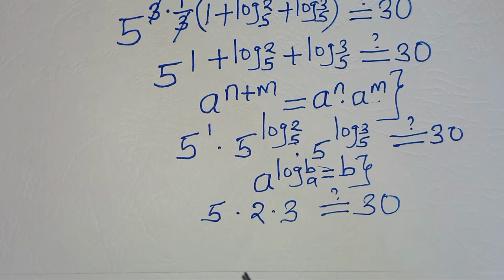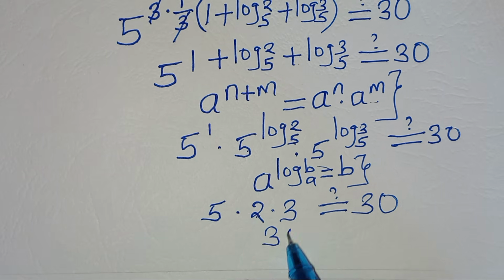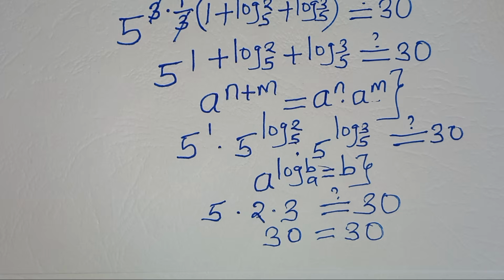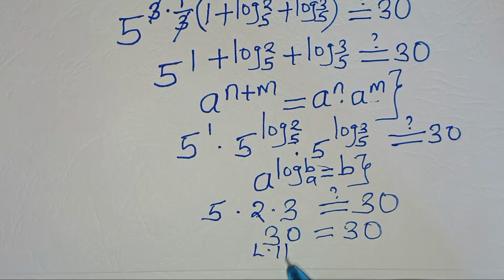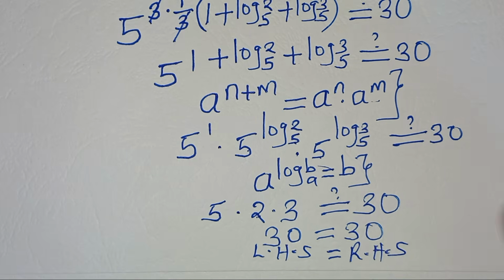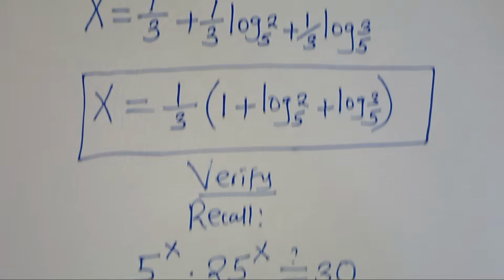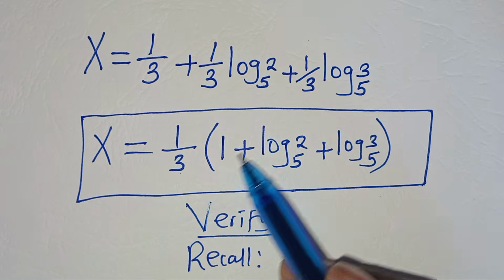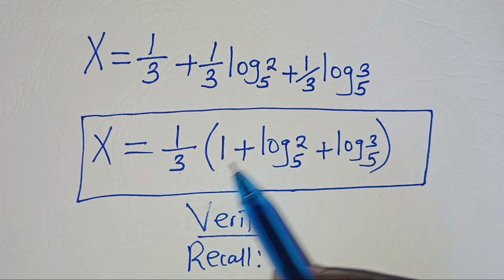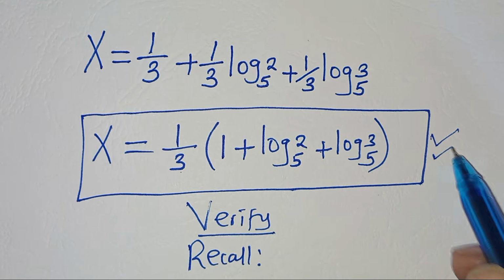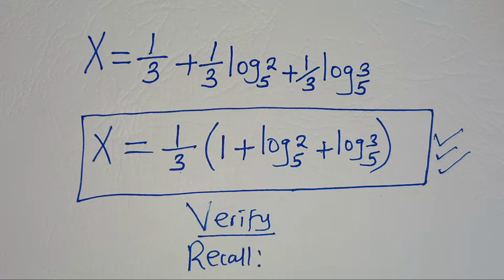So here we have 5 times 2, this is 10. 10 times 3, this is 30, which is equal to 30. So we have the left hand side is equal to the right hand side. And this implies that the value of x, which is 1 over 3, into the parentheses 1 plus log 2 to base 5 plus log 3 to base 5, actually satisfies the equation.